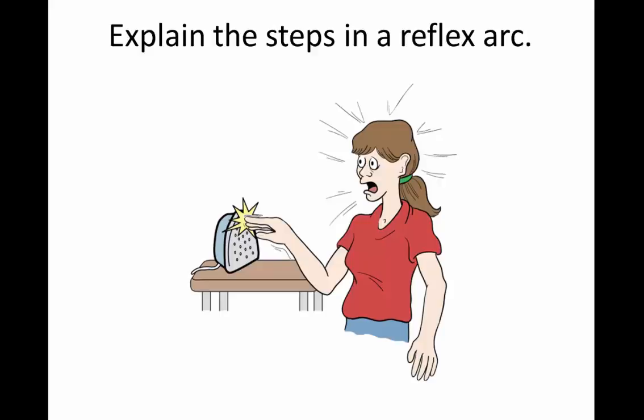The next learning outcome is to explain the steps in a reflex arc. So what is a reflex arc? Well, you've heard of a reflex before, and so you can see the person here in the image touching a hot iron, something that is going to be quite painful, and she's looking shocked and will probably pull her hand away from the iron. We know this is a reflex, but a reflex arc is how our nervous system actually causes this change of pulling away to occur.